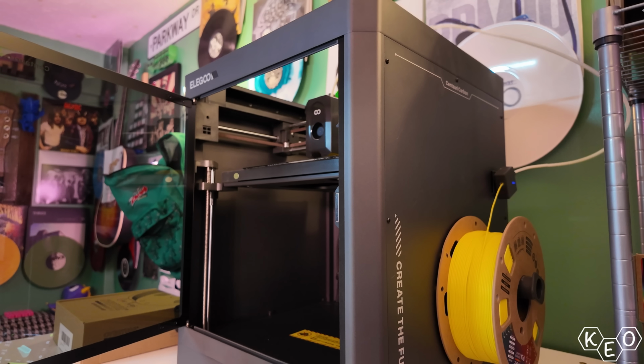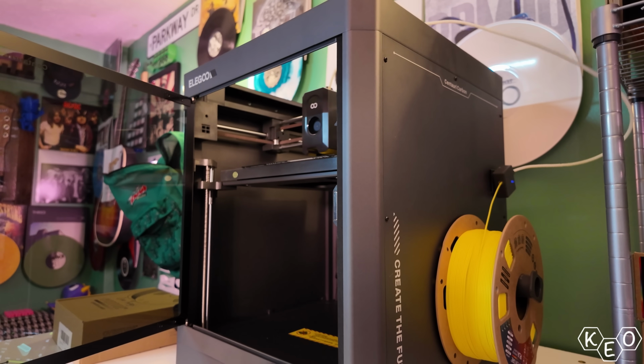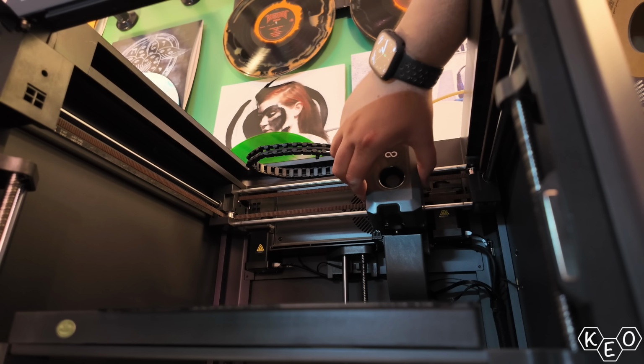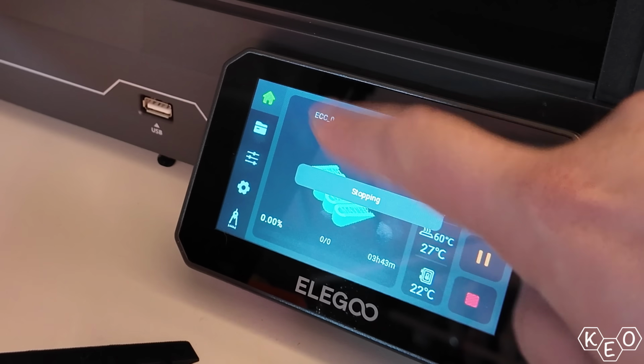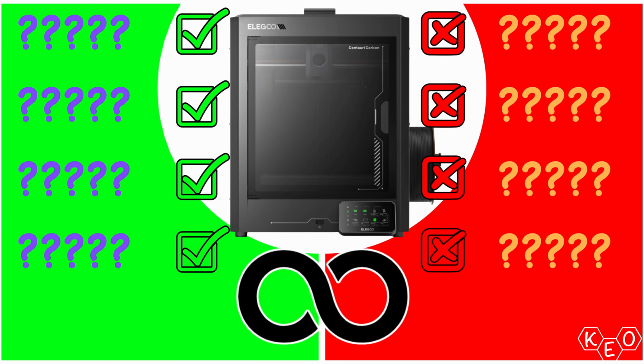That's right, today we're looking at the Elegoo Centauri Carbon one more time. I've had some time to print with it now, and my thoughts have changed in some areas and haven't changed in other areas, so I thought I would take the time today to give you four things I like and four things I don't like about the Elegoo Centauri Carbon. Well, let's dive right in.